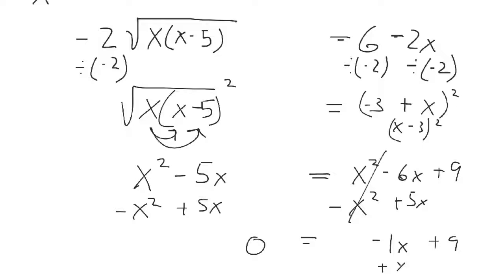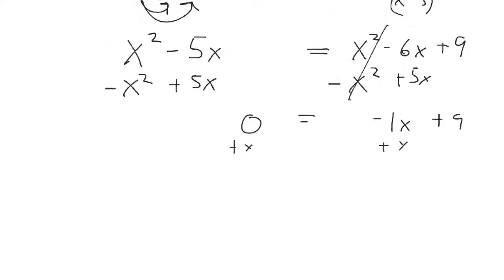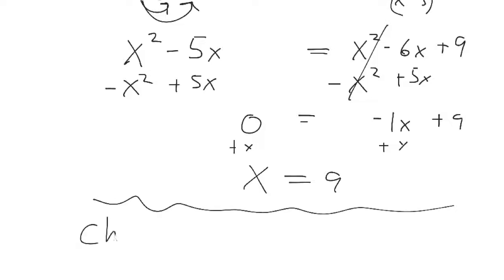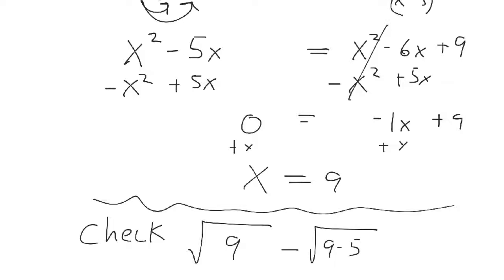adding x to both sides, you get x equals 9. That might be the solution, but we have to check it first. So the question is the square root of 9 minus the square root of 9 minus 5, is that going to equal 1?